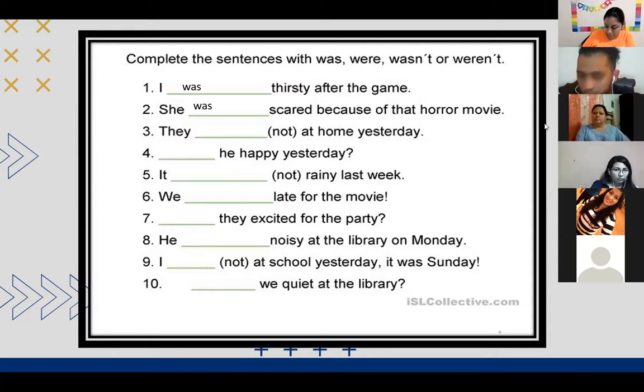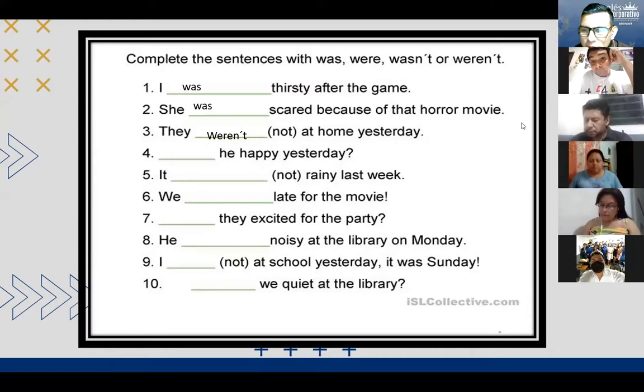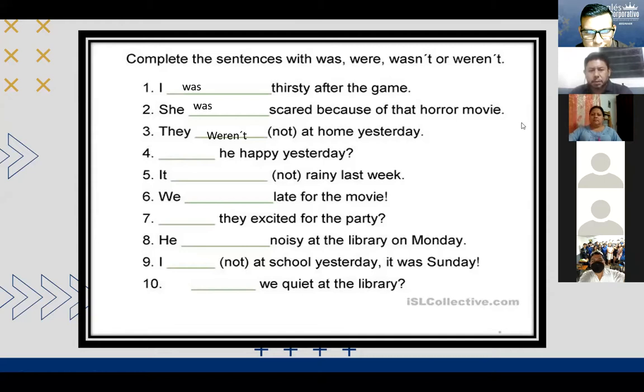Miss Carolina, number three. They were... It is in negative. Weren't. Porque está en negativo. Weren't. Okay. Let me see. Miss Brenda, number four, please. Was he happy yesterday? Excellent.